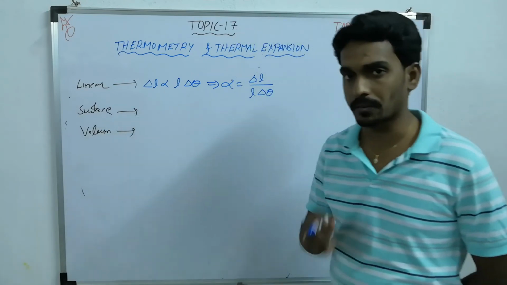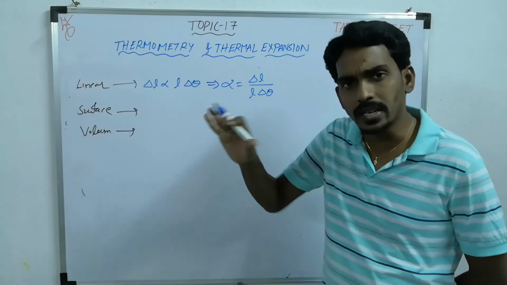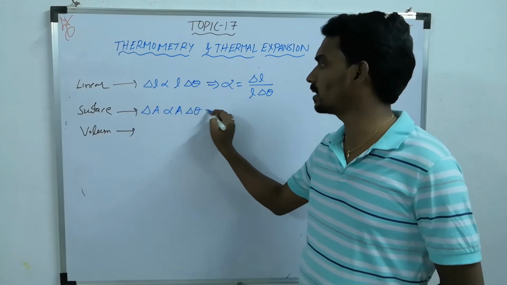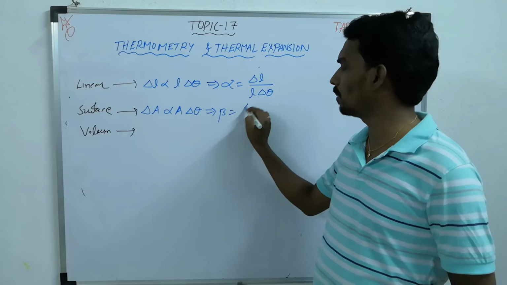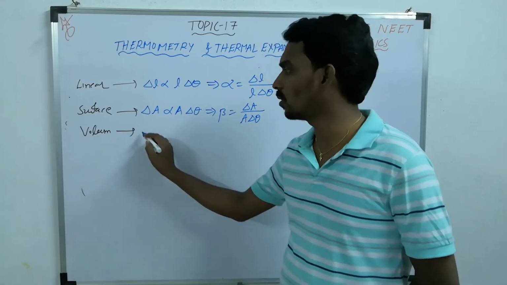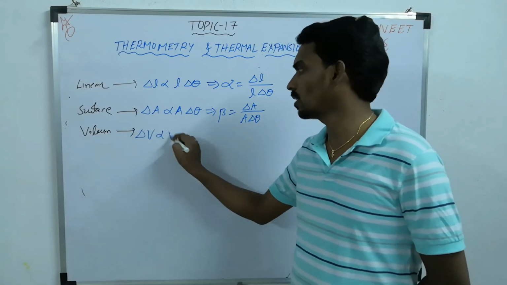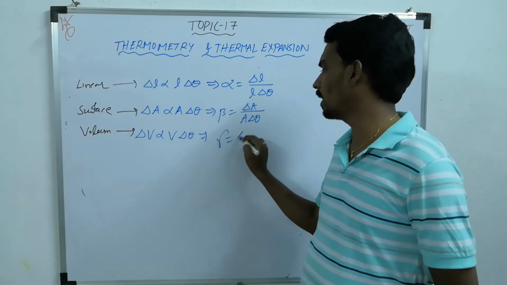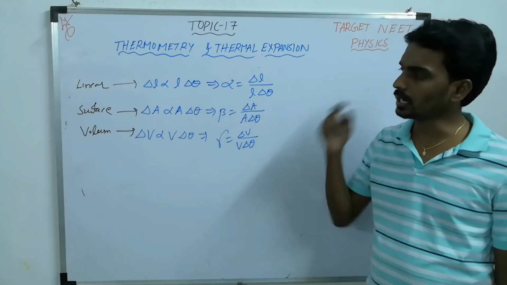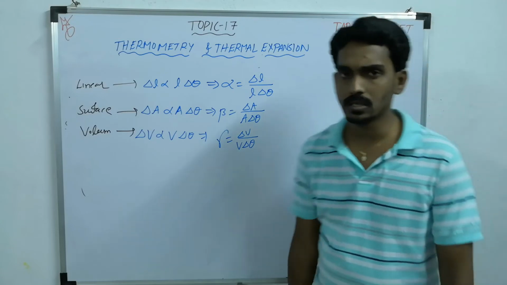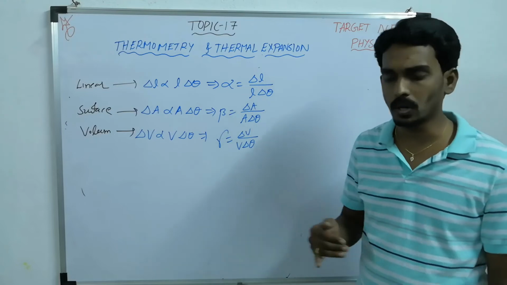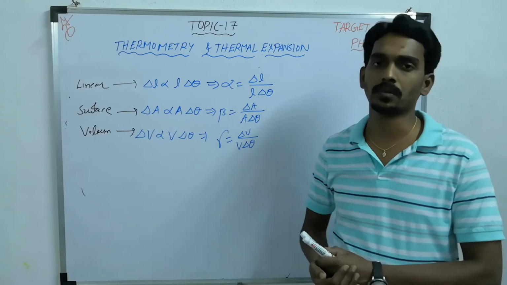Similarly, if you consider surface expansion, that means there is a change in area. So delta A is proportional to initial area and change in temperature. So beta will become delta A by A delta theta. Similarly, for volume, delta V is proportional to V delta theta and gamma is delta V by V delta theta. So this is how the linear, surface and volume mass distribution changes and the corresponding coefficients arise.